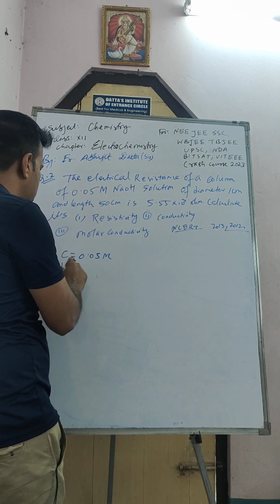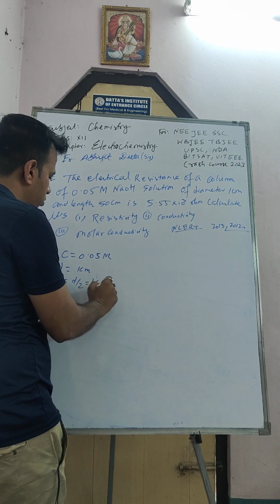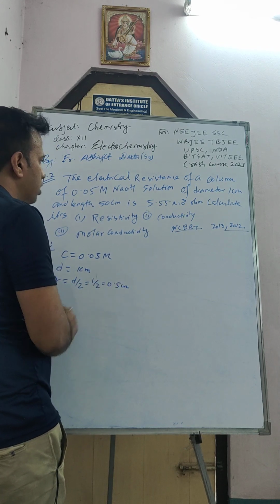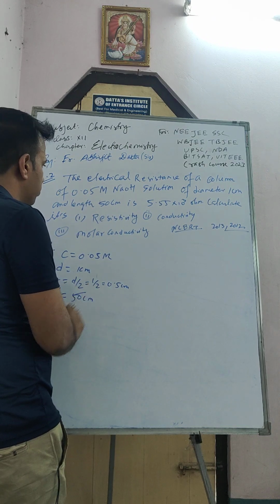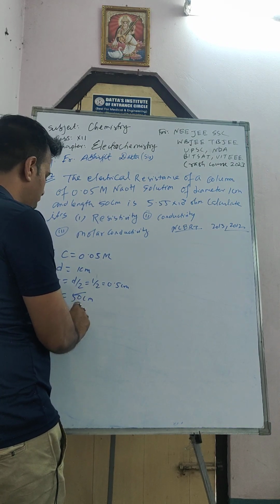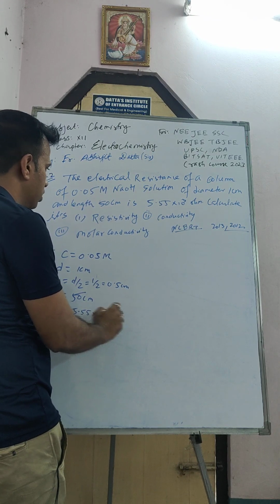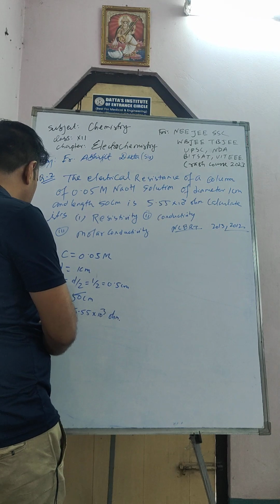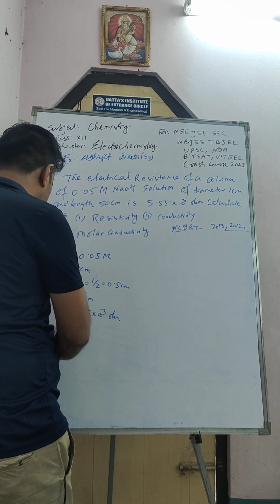So our radius will be D by 2, that is 1 by 2, 0.5 centimeter, and length L is 50 centimeter. R is 5.55 into 10 to the power 3 ohm. Calculate the resistivity. To find the resistivity, we find the cell constant first.